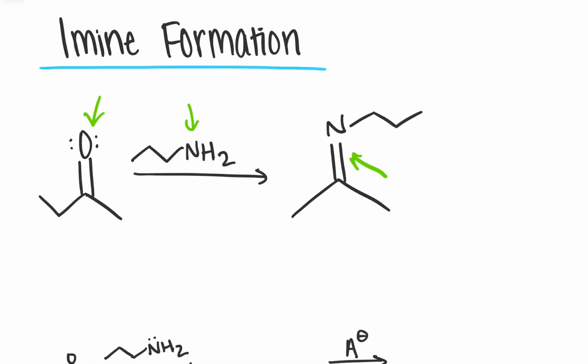Now, as far as mechanisms go, our mechanism for converting our aldehyde or ketone and our primary amine to our imine can get a bit long. However, there is one key thing to keep in mind. We are going to want to protonate to get rid of and deprotonate to keep. You'll see what I mean as we work our way through the mechanism.